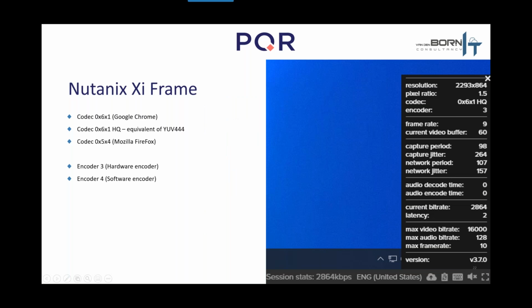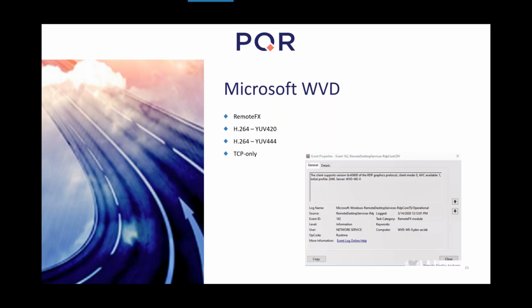If we look at Nutanix Xi Frame, they have fancy protocol names, like for Google Chrome, they have the 061, and also an equivalent called HQ. It's YUV 444, and those codecs are based on H.264. They have their own codec for Mozilla Firefox. If you look at WVD, they have their own protocol called RemoteFX, and that's closed, so we don't know how exactly it works technically. And they're also able to do H.264 in YUV 420 mode, like Citrix and Horizon, and also the YUV 444 mode.